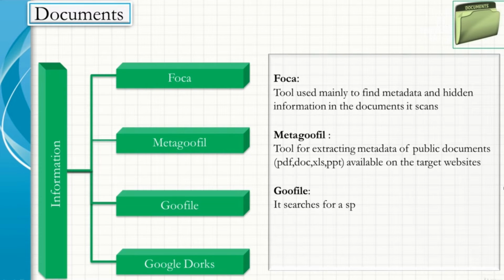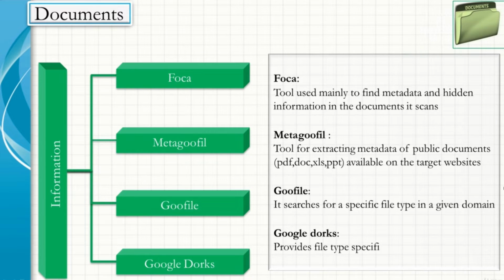GoFile searches for a specific file type in a given domain. Google Docs provides file type specific search results. Let's have a demonstration of each of them one by one.